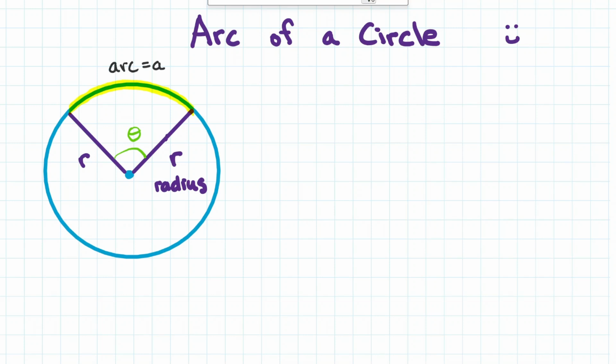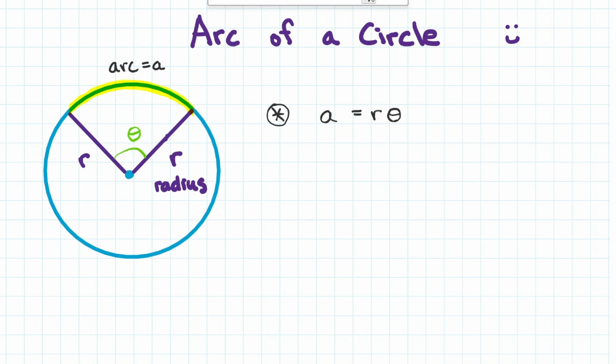So how can we actually determine what this arc is? Well, the formula is actually pretty simple. In general, we have that the arc A is equal to the radius times theta, where theta, like you can see in this image, is the angle between the two specified radius segments.